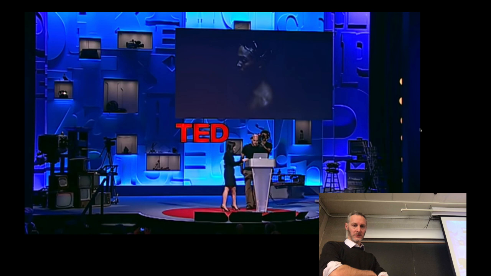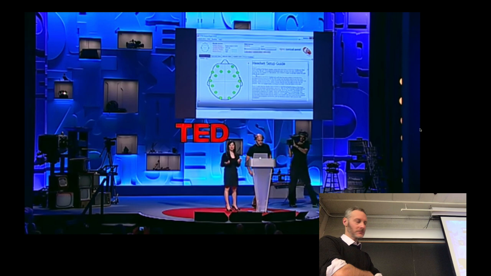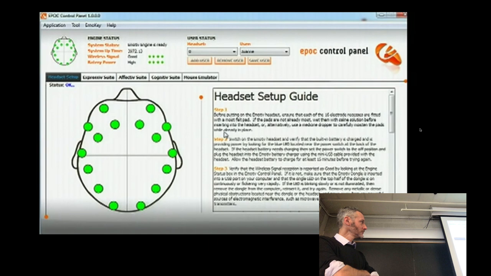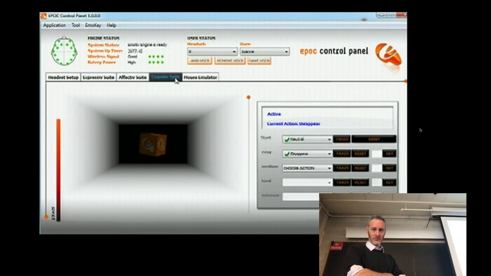So facial expressions, as I mentioned before, and emotional experiences are actually designed to work out of the box with some sensitivity adjustments available for personalization. But with the limited time we have available, I'd like to show you the cognitive suite, which is the ability for you to basically move virtual objects with your mind.